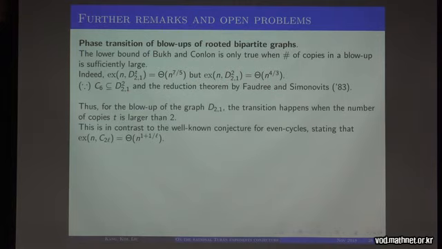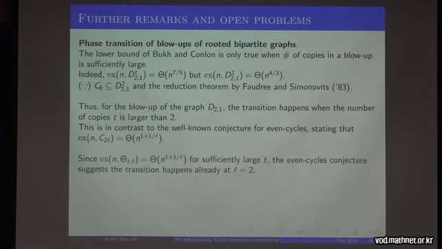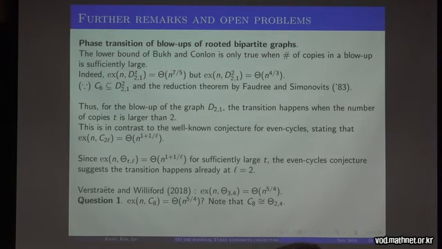And for the blow-up of the graph, the phase transition happens when the number of copies T is larger than 2 here. And this contrasts with the well-known conjecture for even cycles. The blow-up of a rooted path is isomorphic to a theta graph, and the even cycle is a second blow-up of a rooted path. So the even cycle conjecture suggests the transition already happens when the number of copies is equal to 2. And recently, Bukh and Tait obtained this bound.